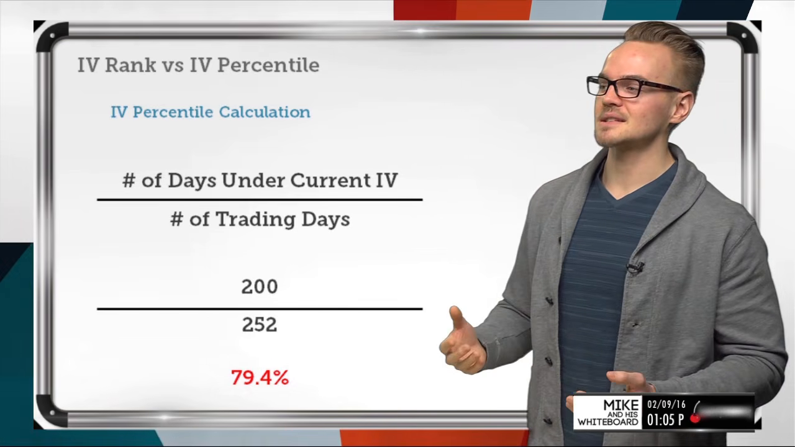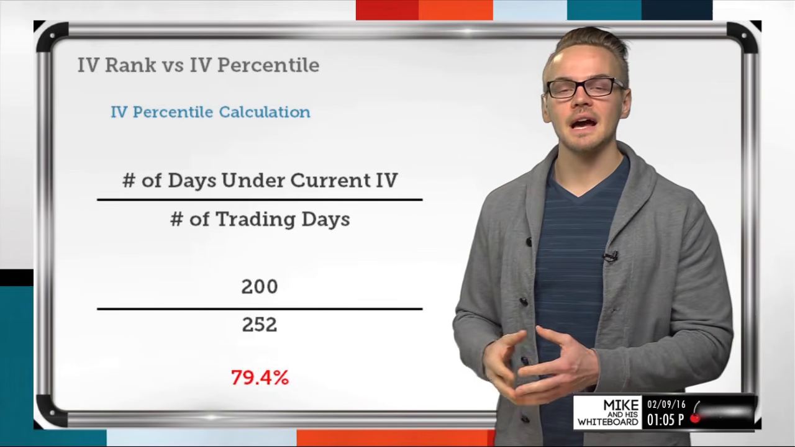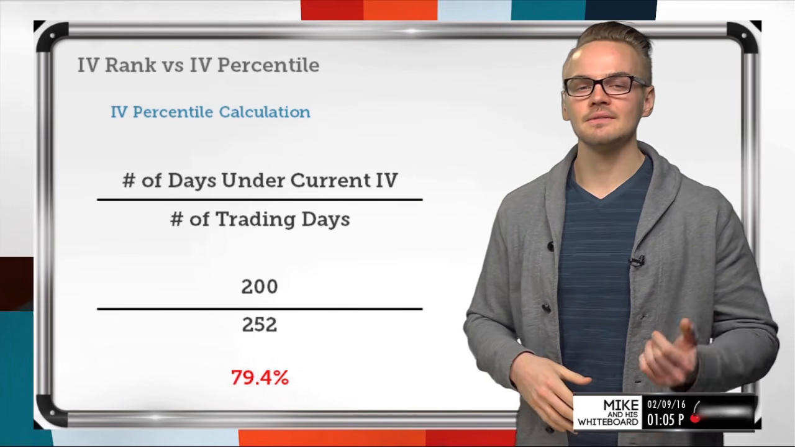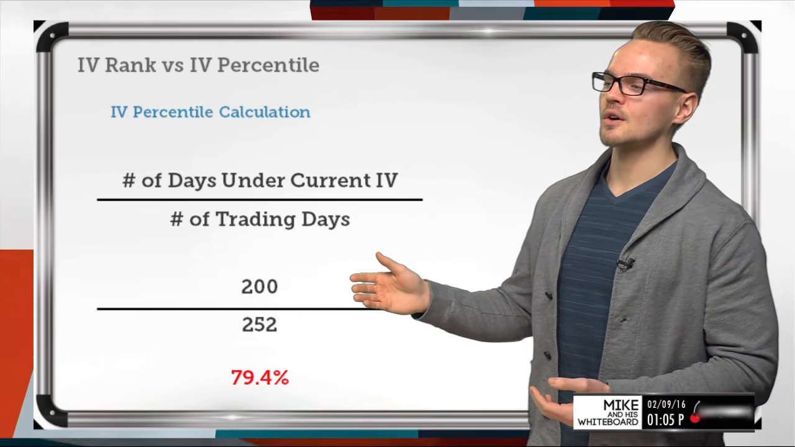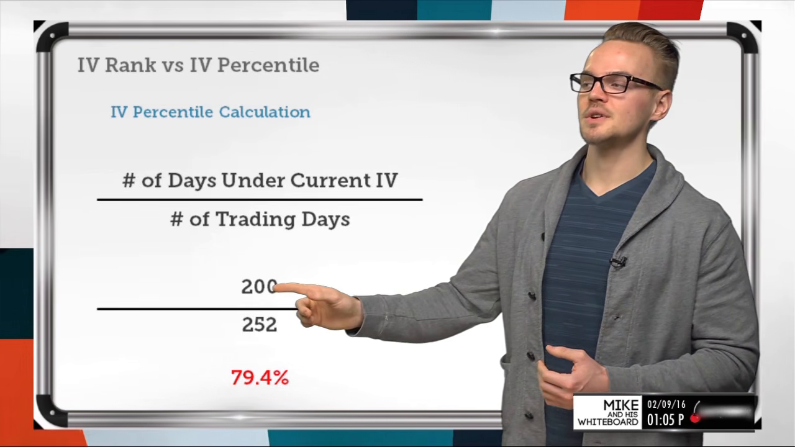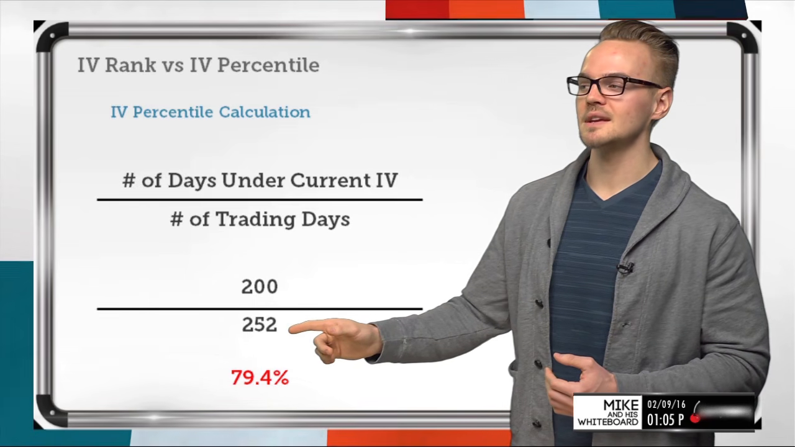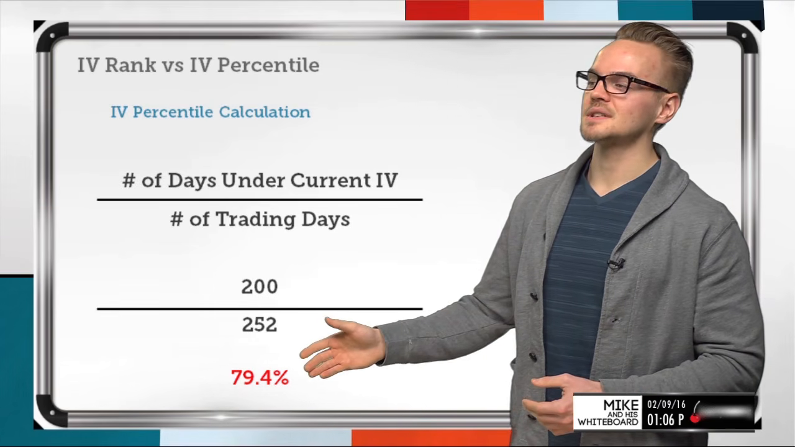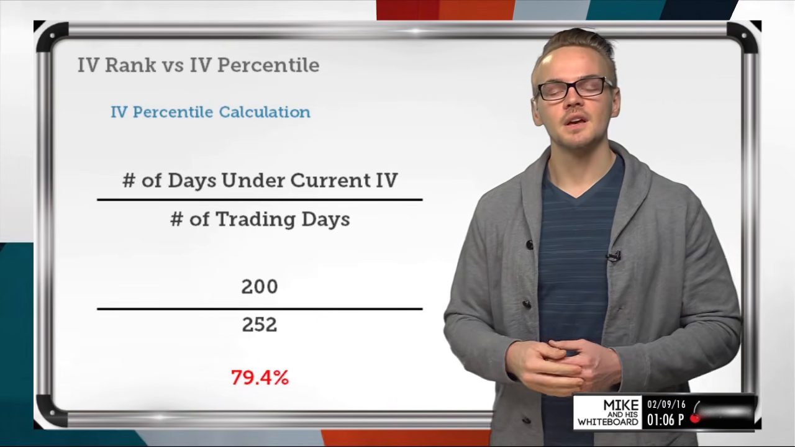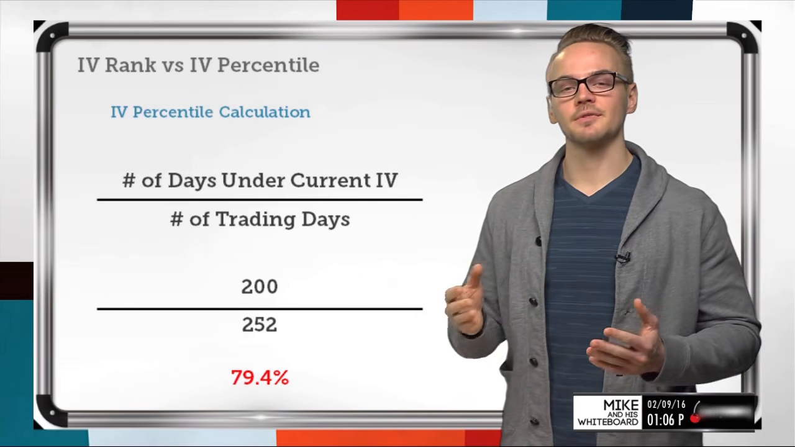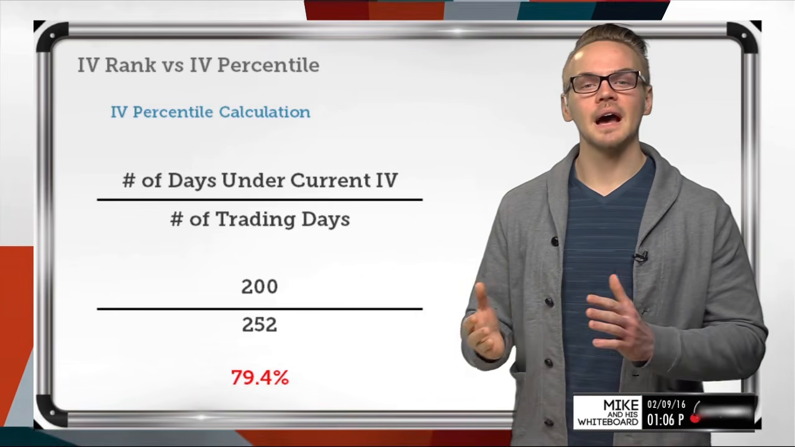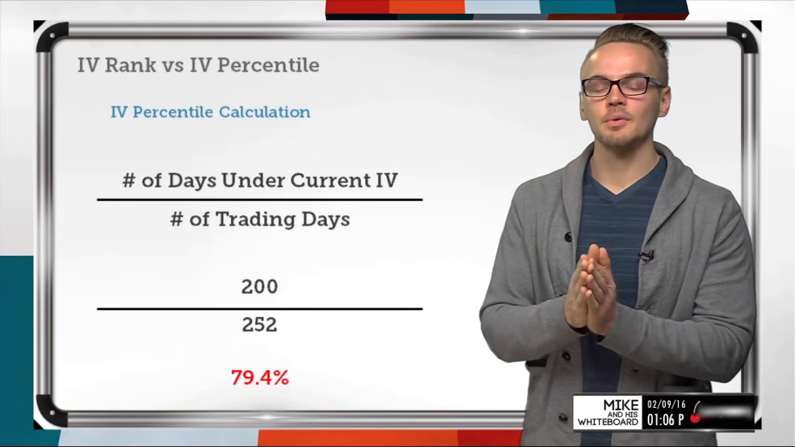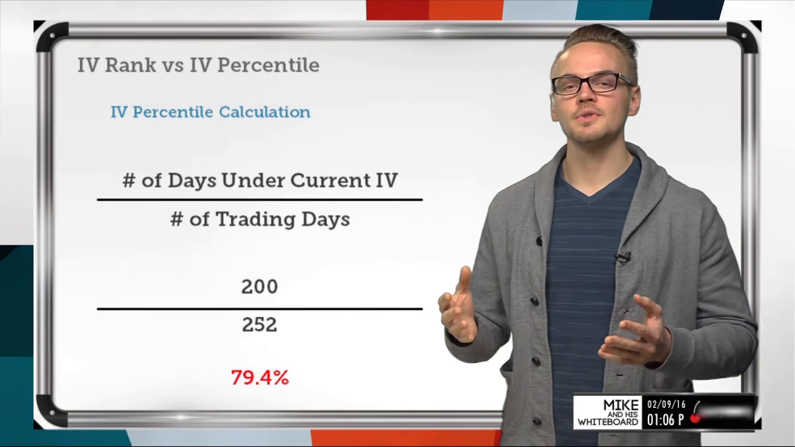So in that same exact scenario, let's say I had a current IV of 100%, and I knew that my IV high was 150% and my IV low was 30%. If I've got a current IV of 100%, and on 200 out of the total 252 trading days the IV was lower than 100%, it would give me an IV percentile of 79.4%. So as you can see, the two numbers are a little bit different, and the reason is that IV rank is going to look at just the high and the low, whereas IV percentile takes all the data points into consideration, and it gives you a much smoother calculation.